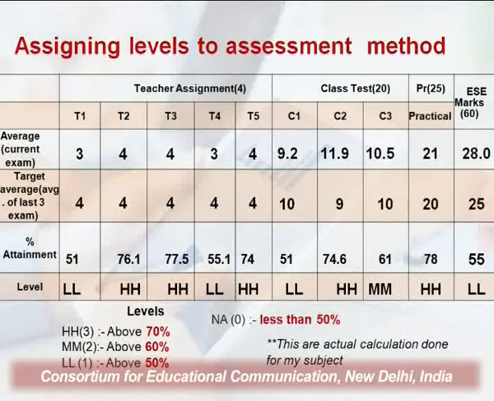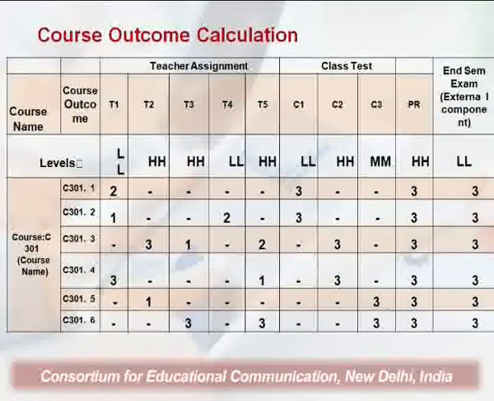So, what does this mean? HH, which is 3, is above 70%. MM, which is 2, is above 60%. LL, which is 1, is above 50%. And if it is less than 50, it is NA, which is 0. So, these are the actual calculations done for a particular subject.